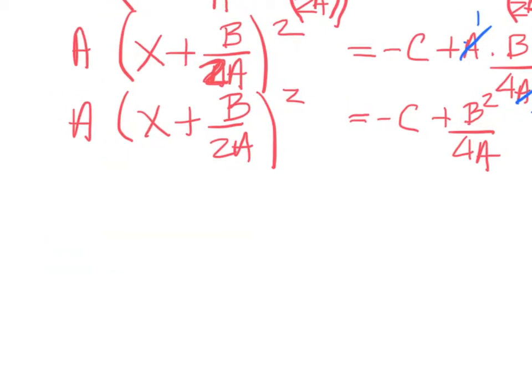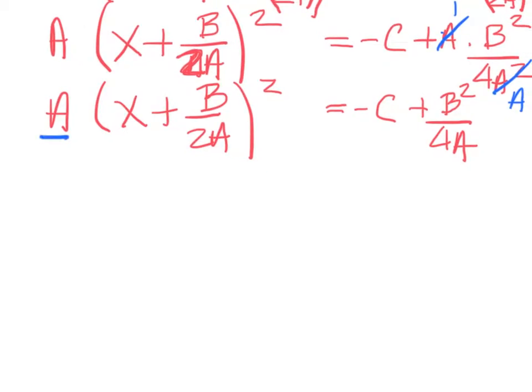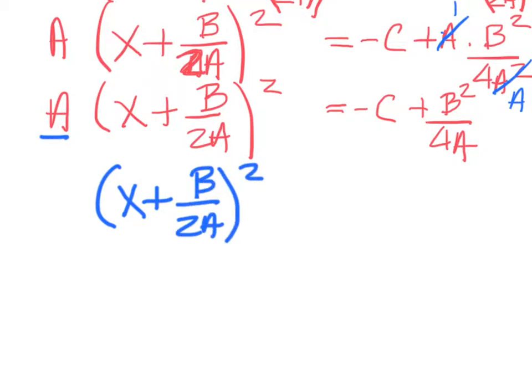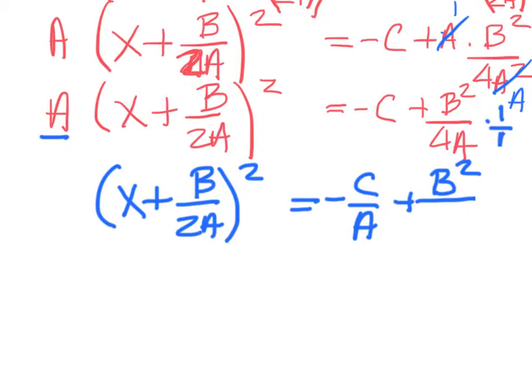We want to get rid of this a here, so we're going to divide the left-hand side by a, being left with that. Over here, if I divide by a, I have to divide each piece in there by a. So I would end up with negative c over a, and then b squared over, remember what happens when I divide by something? It's the same as multiplying by 1 over that something. So I would be multiplying technically up here by 1 over a. That's the same as dividing by a. So I would have 4a squared on the bottom.